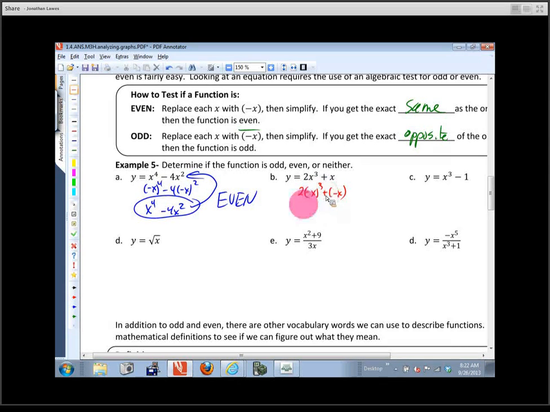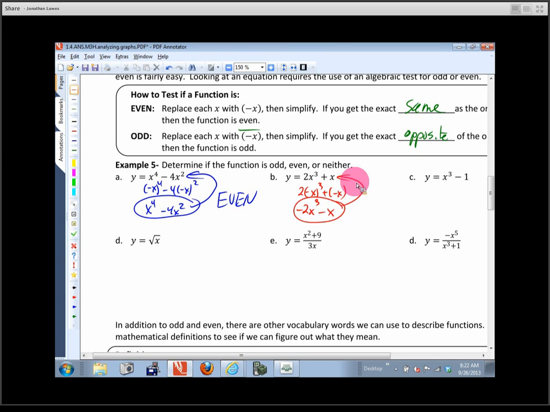3 negatives, that makes it a negative 2x cubed. 1 negative, that makes it a negative x. Compare that to the original one. Is it the exact same? No way, so it's not even. Is it the exact opposite?